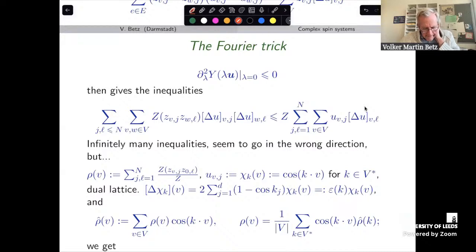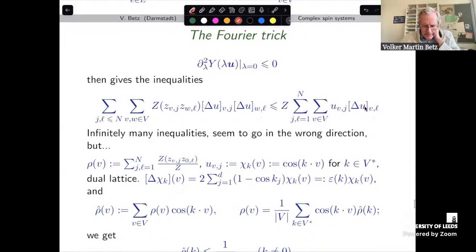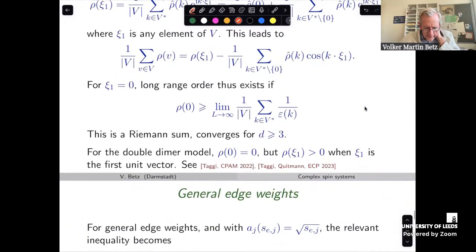So the thing is that this eventually leads to proofs of long-range order. So what can we do? We can somehow reproduce a proof of Lorenzo Taggi in 2022 and subsequently of Taggi and Quitman for long-range order in 3 and more dimensional double dimer models. That's something we can do with our methods. I did it completely in a graphical way, and we can now do it with the complex spin systems.